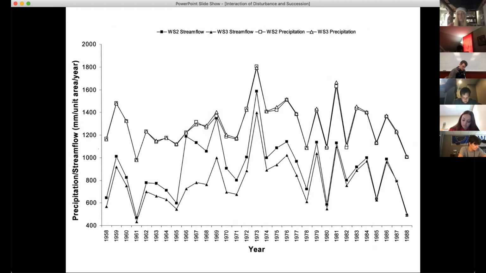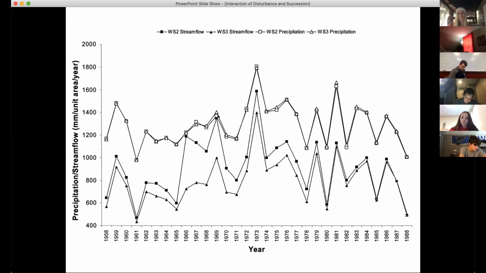So now stream flow is more closely correlated in those two watersheds, whereas it wasn't very well correlated with one another back here. Stream flow was much higher in watershed 2 than it is in watershed 3 in the years immediately after the deforestation event. So what happens though when this occurs is that it changes what happens to the nutrients.